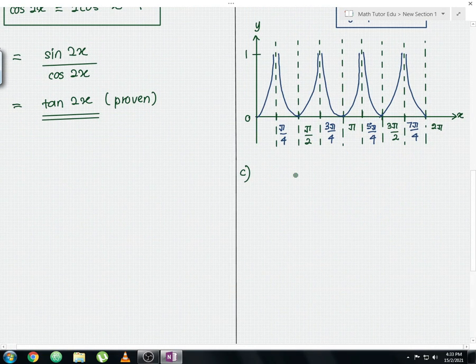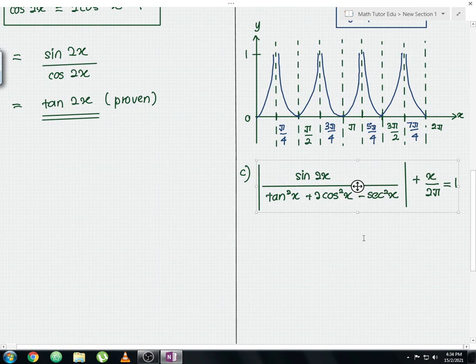To solve question part C, the first step is to come up with the straight line equation. Once we have the straight line equation, only then can we sketch the straight line on the graph which we have drawn in question part B. So let me write down the equation given in question part C: modulus sine 2x over tangent square x plus 2 cos square x minus secant square x, plus x over 2 pi equals 1.